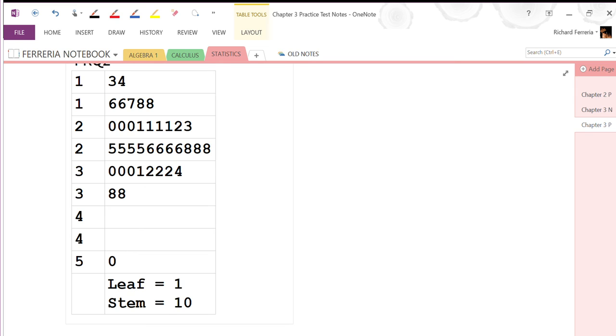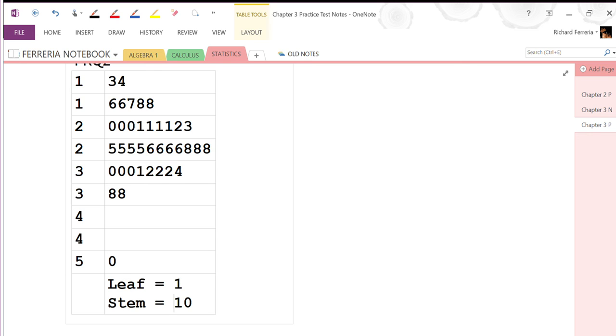Sorry, how do you know which numbers to split by? Like, the first row is 1, 3, 4, and the second row is 6, 7, 8. Okay, so the lower stem gets 0, 1, 2, 3, and 4 as leaves. The upper stem gets 5, 6, 7, 8, 9.